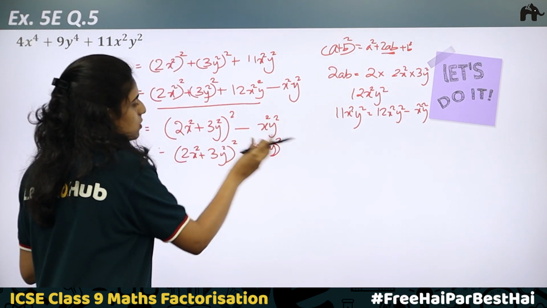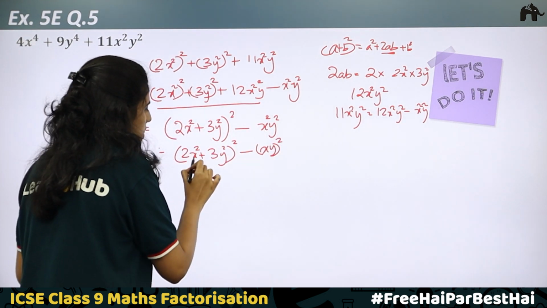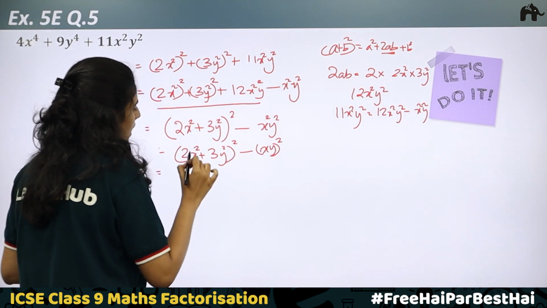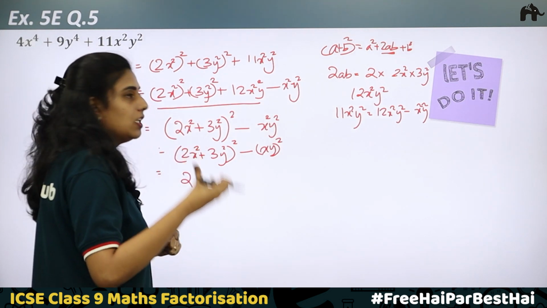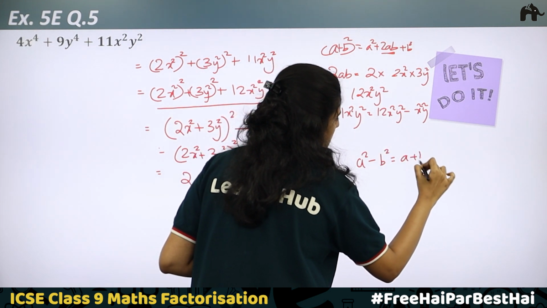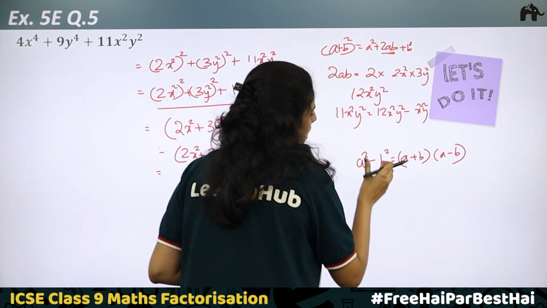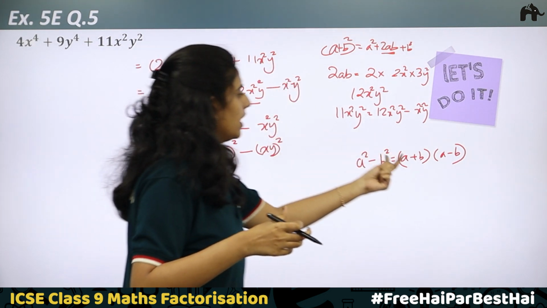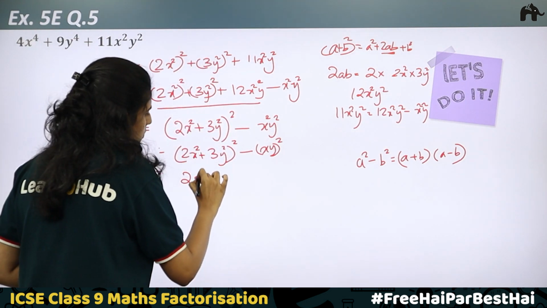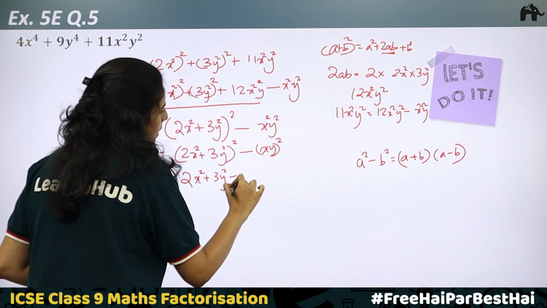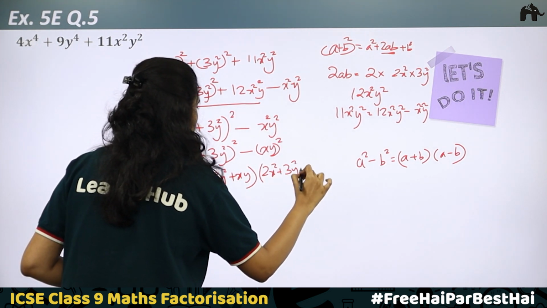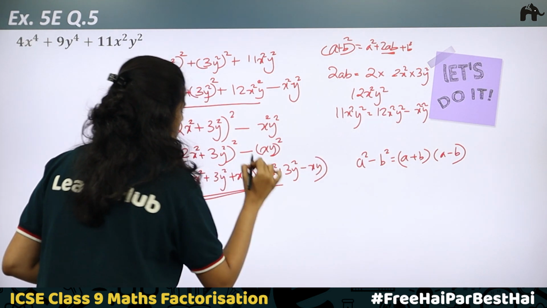Now we got the form a square minus b square. In place of a we have 2x square plus 3y square, and in place of b we have xy. So this is equal to, a square minus b square is (a plus b) into (a minus b). Yes, a square minus b square is equal to (a plus b) into (a minus b). If we have the form of difference of squares, you can find a plus b and a minus b; they will be the two factors. Okay, so here it is (2x square plus 3y square plus xy) into (2x square plus 3y square minus xy). Okay, so these two are the factors.